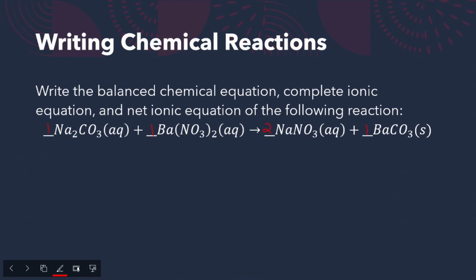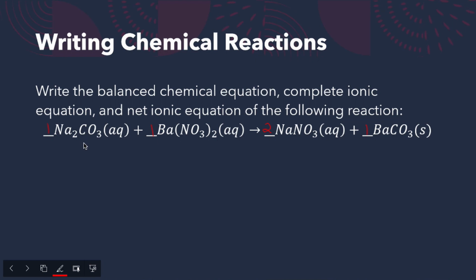Alright, now that we have this balanced chemical equation, let's write the complete ionic equation of it. So we're going to take all the aqueous compounds in this equation and break them up into their respective cations and anions. So let's look at this ionic compound first. Now, the cation is the metal and the anion is usually the non-metal, unless there's a polyatomic ion, in which case it's a covalently bonded compound.